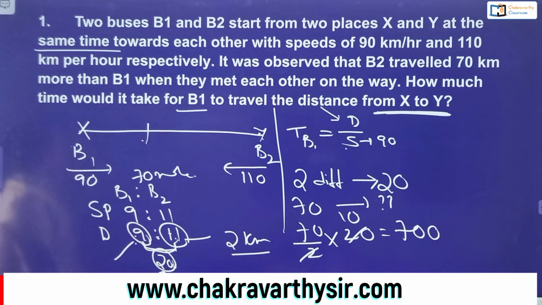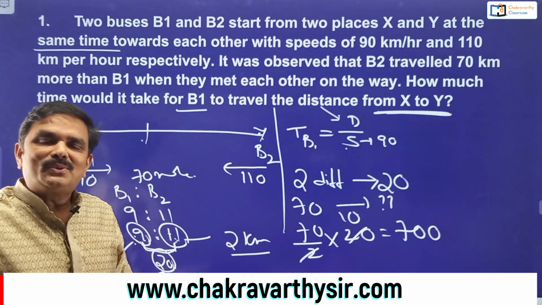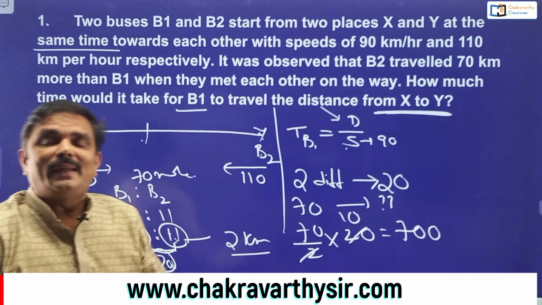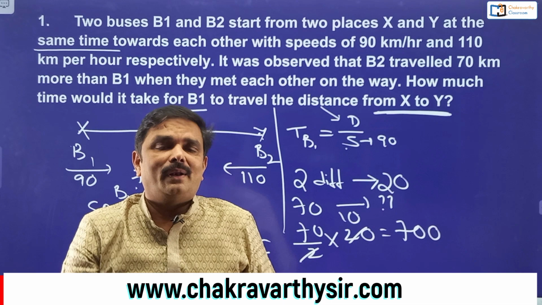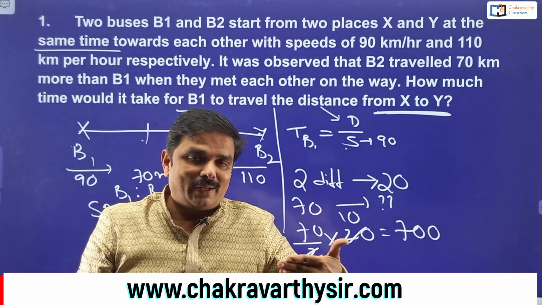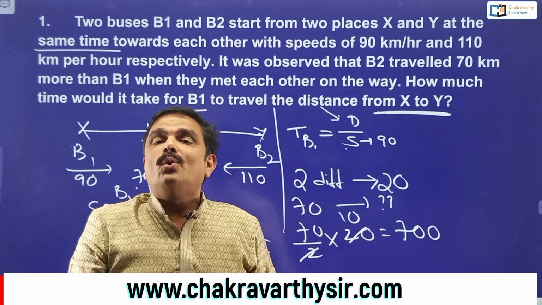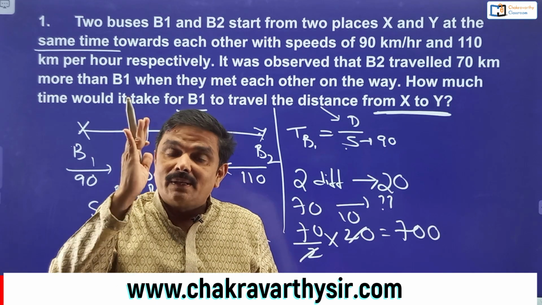What do you mean by 700, students? The distance from X to Y is 700. Isn't it simple to solve? No need to write anything on the paper. You go with this method. Another method is also there, which is very close to this method. Even you can go with that. I'll tell you that as well. But I suggest you go for this one because this logic can be used for many advanced level questions as well.